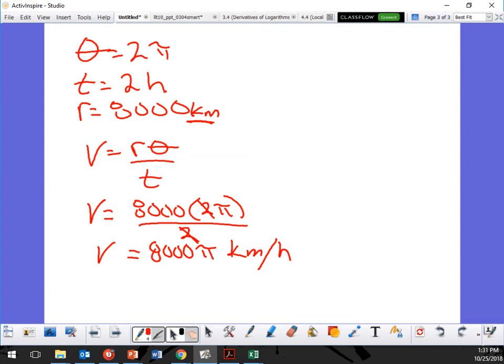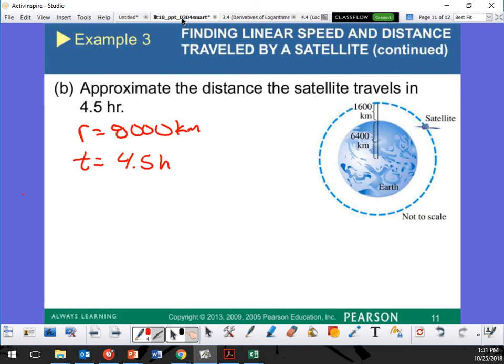because it said in the wording that one orbit is in 2 hours, right? That's the reason why 2 pi and 2 hours go together. Because it said one orbit in 2 hours. So I can use my velocity. So my v is going to be 8,000 pi km per hour.